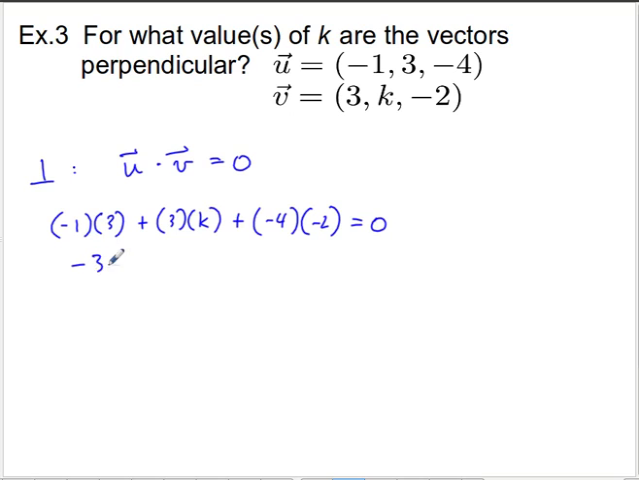So I end up with negative 3 here, plus 3k, plus 8 is equal to 0. So I'm going to leave my 3k on this side, and then I have 8 minus 3 is equal to 5, but I bring that to the other side, so that becomes negative 5. And so dividing both sides by 3, I end up with negative 5 over 3. Even though it said for what values, it turns out there's only a linear equation formed, and so we end up with k equals negative 5 over 3.